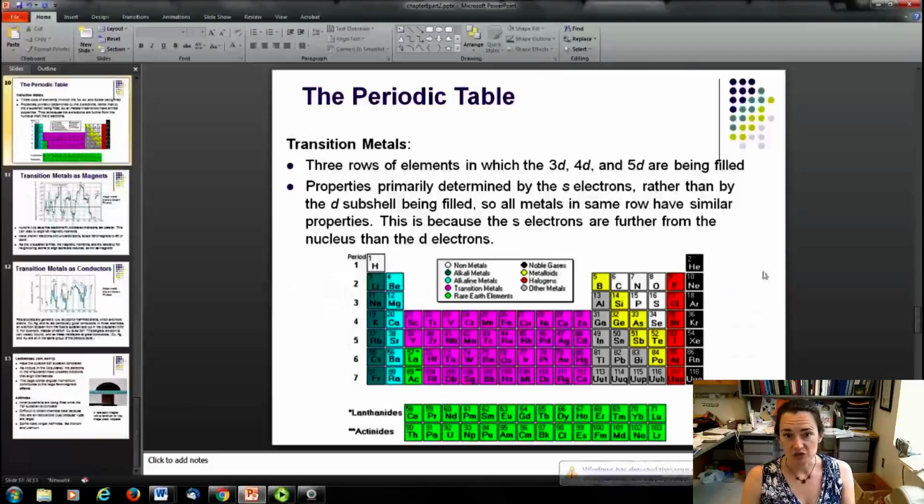The transition metals, these are the ones where you're filling up your d orbitals. So they're shown here in the purple on this little periodic table.